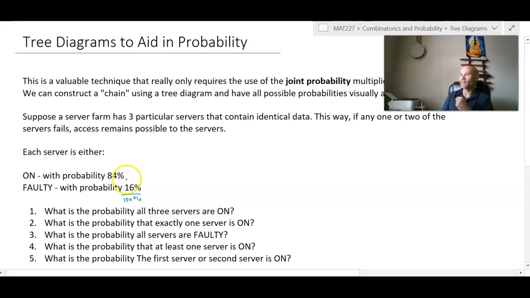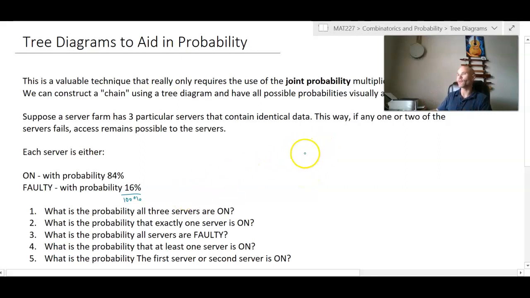And now we have these 5 questions. What's the probability all 3 servers are on? What's the probability that exactly one server is on? What is the probability that all servers are faulty? And there's just a lot of questions here that we could either compute individually or build a tree diagram and almost trivially be able to answer these questions. And by trivially I mean very simply be able to do that.